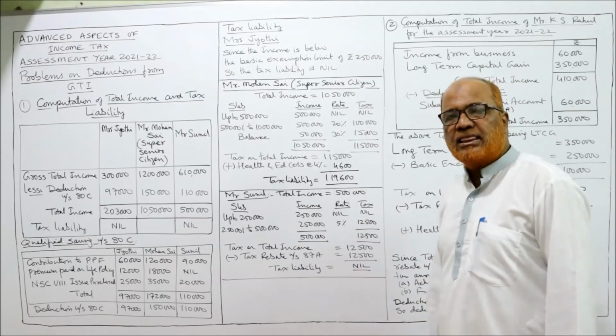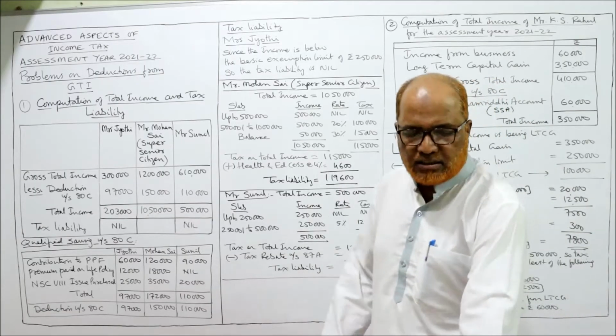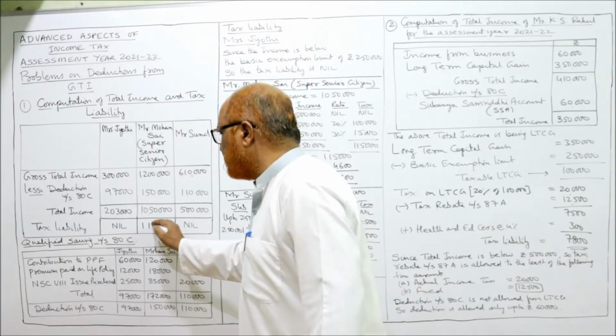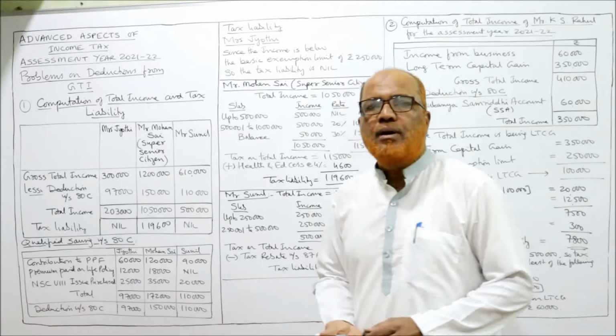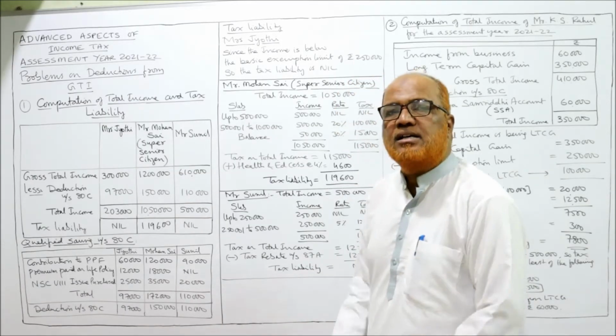To this we add health and education cess at 4%. The tax liability will be 1,19,600. So I am writing here 1,19,600. This is the tax liability for Mr. Mohan Sai, who is a super senior citizen.